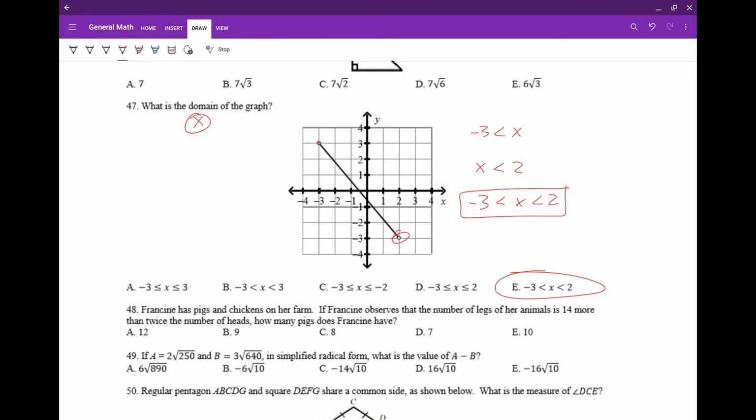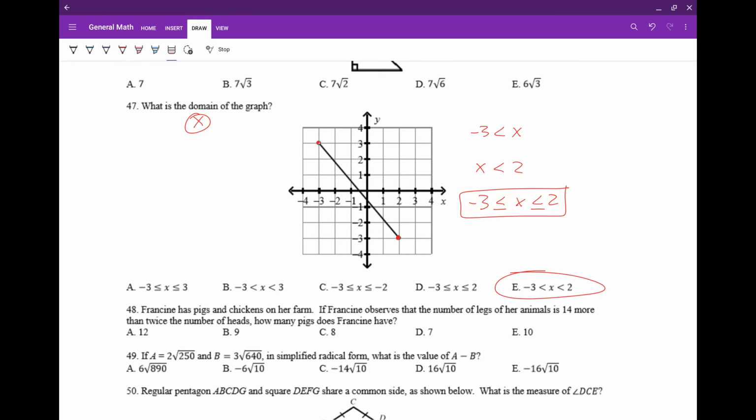Now, say these circles were filled in. This is not what the question is asking, but let's just say they were filled in. Then you would use the less than or equal to operators, because at the x value of -3, the y value is going to be 3, and at the x value of 2, the y value is going to be 3. So that point does exist when you fill in the circle, and then the domain would be -3 is less than or equal to x, which is less than or equal to 2, and that would be answer choice D.